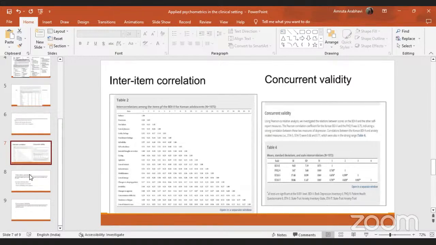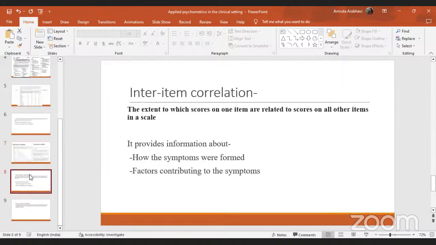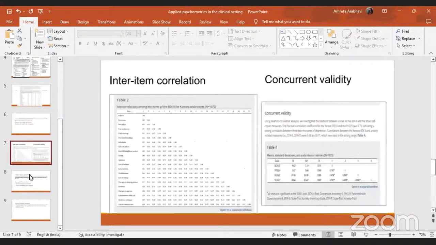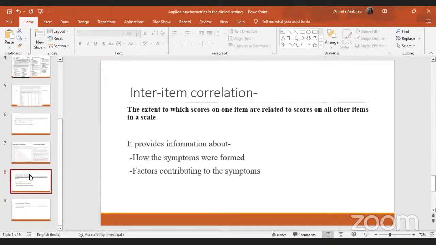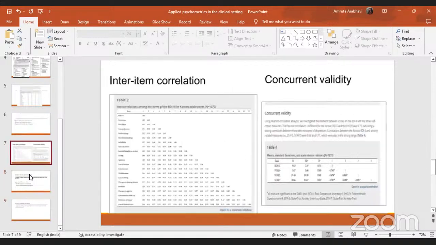whether it helps us understand the test better. It provides the information on how the symptoms are formed and the factors that cause or contribute to the symptoms. So here, the different symptoms that we see of depression, the concurrent validity helps us understand that. And the concurrent validity means all the tests that are there, that is the anxiety test, patient health questionnaire, state anxiety test, and the trait anxiety test. These are the highly correlated tests with the Beck depression inventory that helps us understand the other factors that are correlated with the depression.